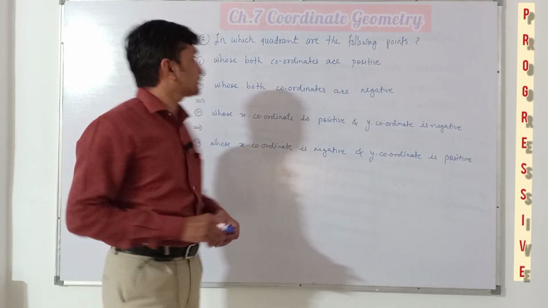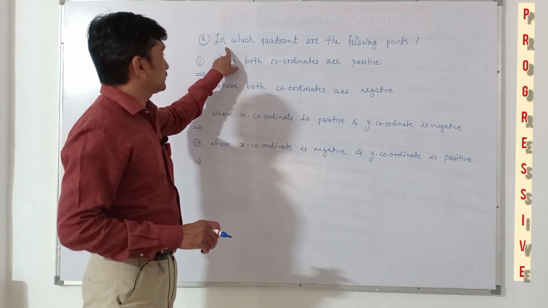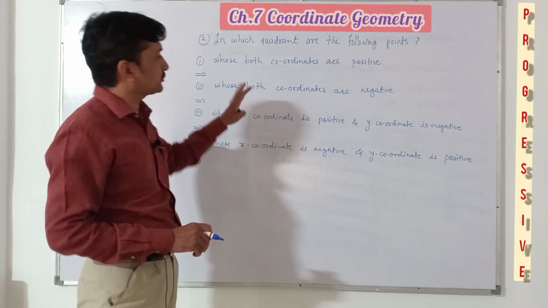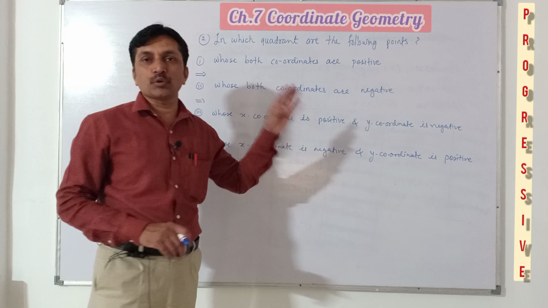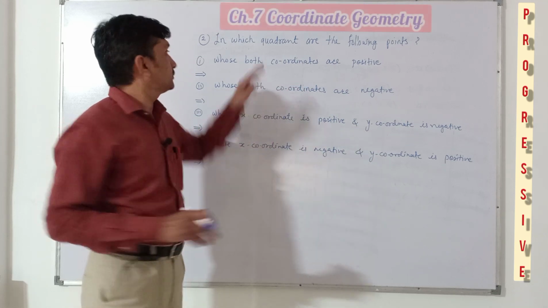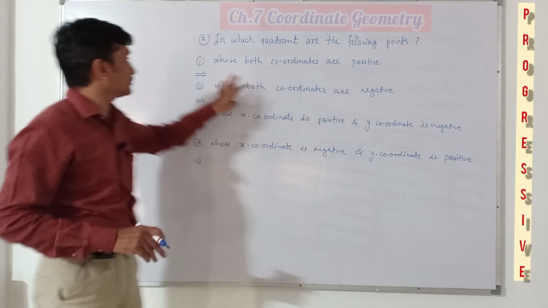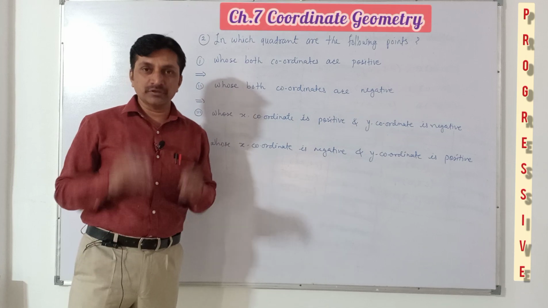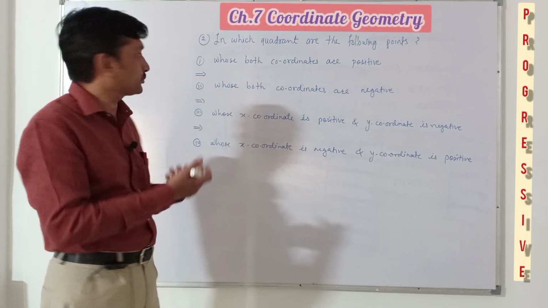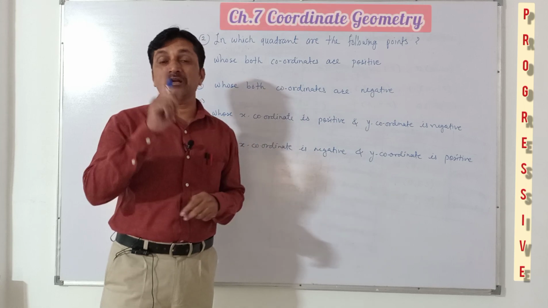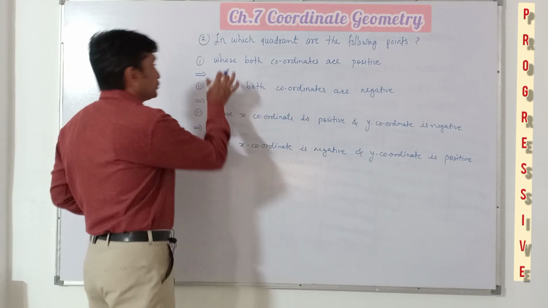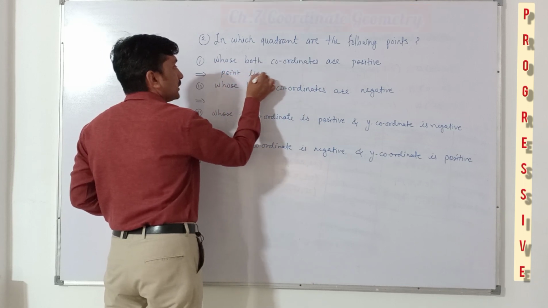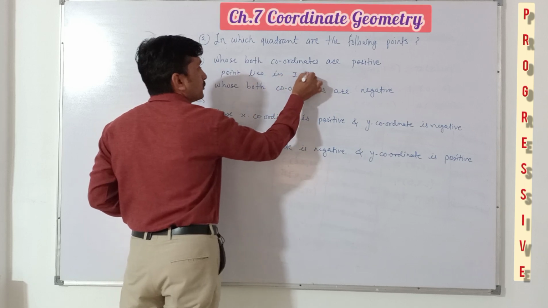Friends, now let's see example number 2. This example is also the same as the first one we solved, but there the coordinates were given and here their signs are given. In which quadrant are the following points? Now here you see whose both coordinates are positive. Here we have to see only the sign, as I told you in the previous example. Both coordinates are positive means it lies in the first quadrant. Therefore here you would write: point lies in the first quadrant.